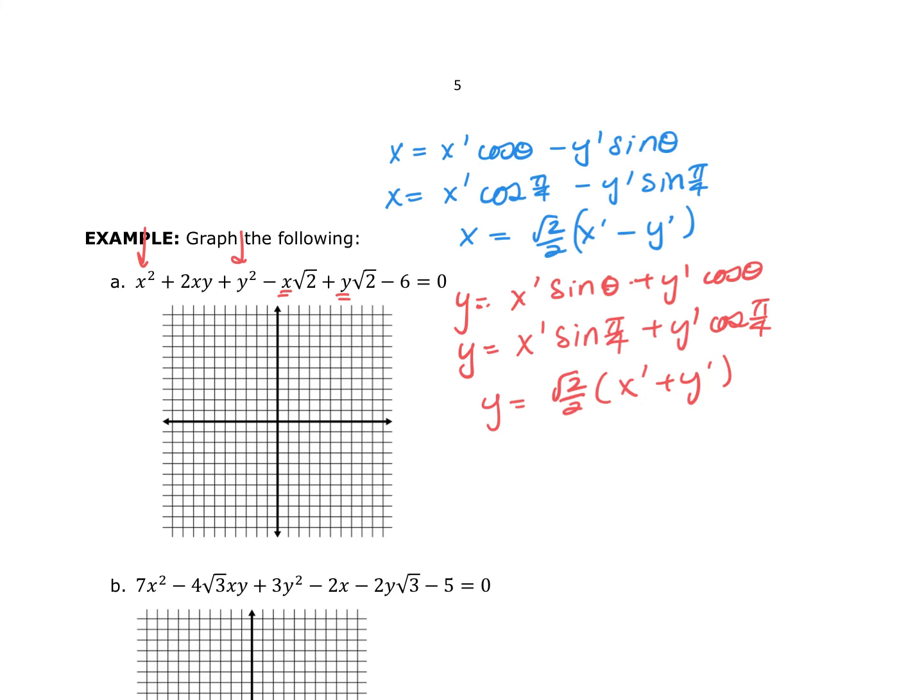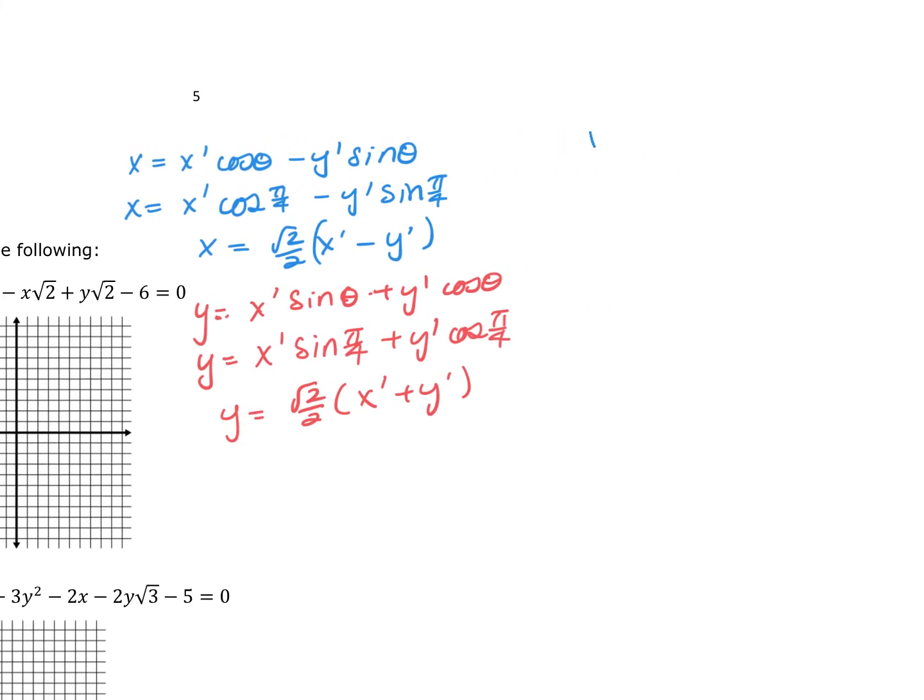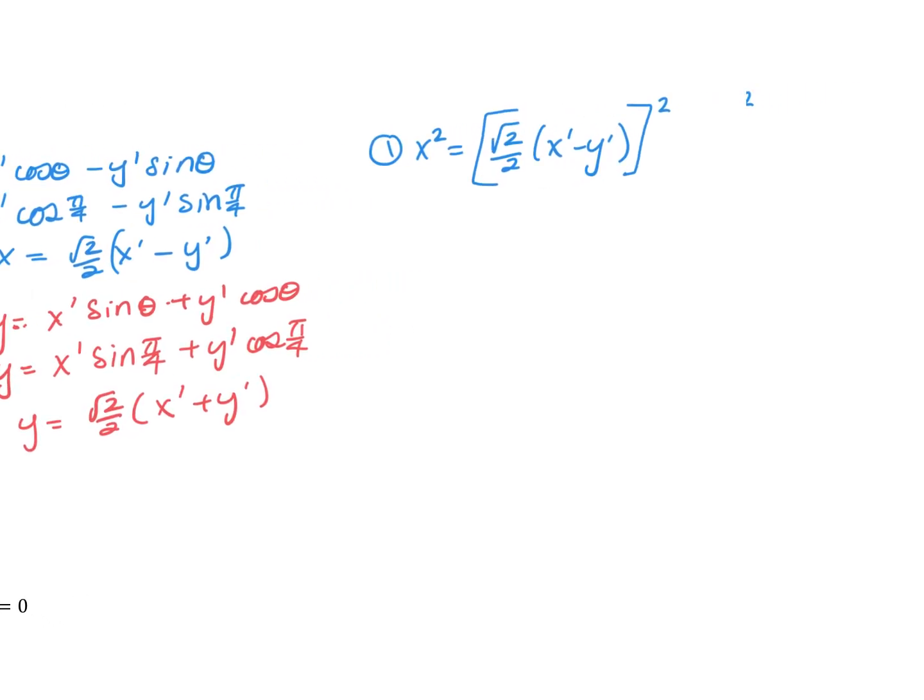So what I'm going to do is I'm going to do each and every piece individually. So I'm going to start out with the x squared term. So I'm going to come over here and I'm going to call this my x squared term. This is going to be the square root of 2 over 2, x prime minus y prime, the quantity squared. So that is my x value squared. Now when I square the square root, this is going to give me 2. When I square the 2, it's going to give me 4.